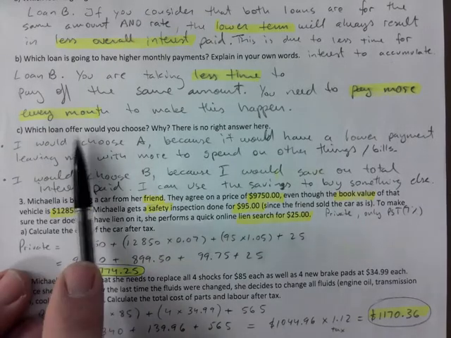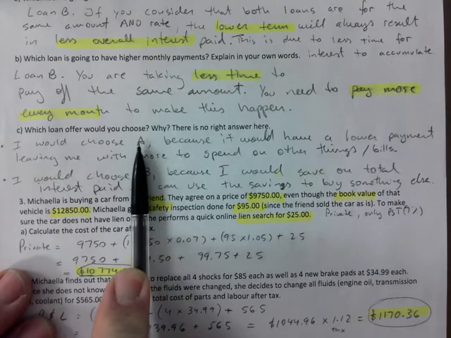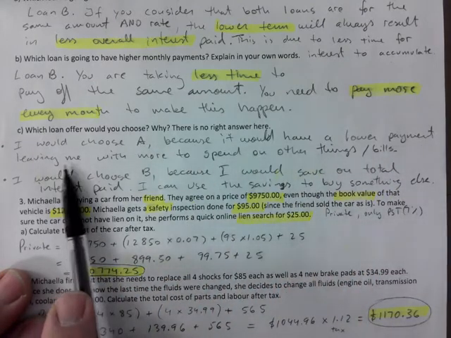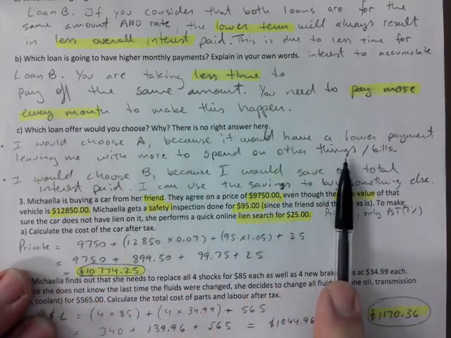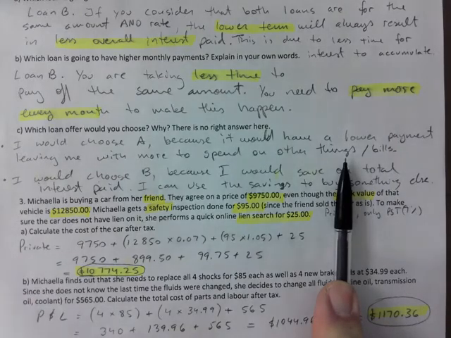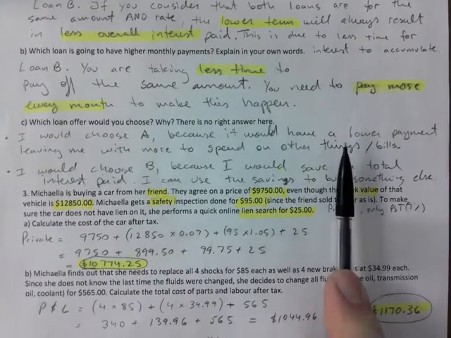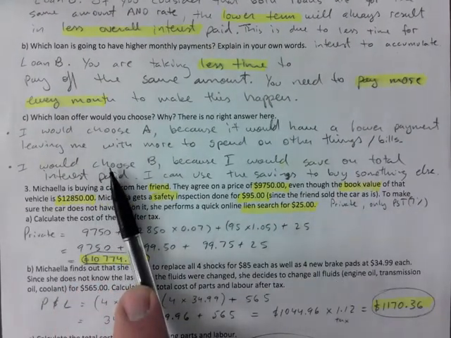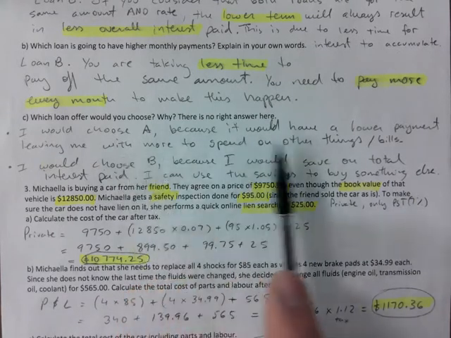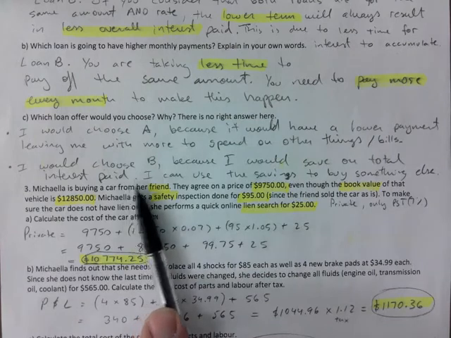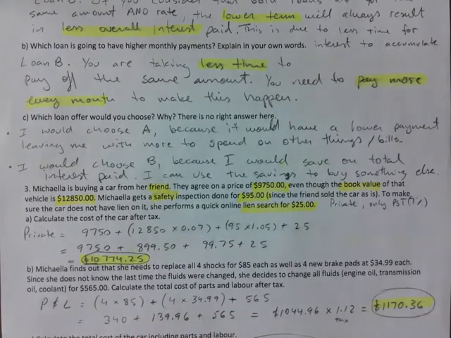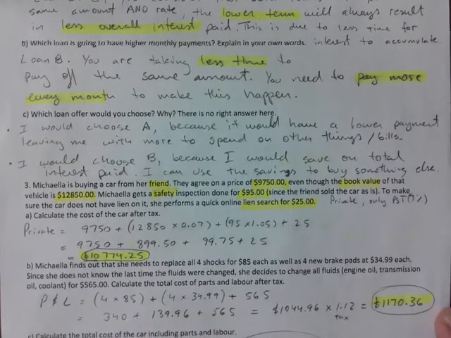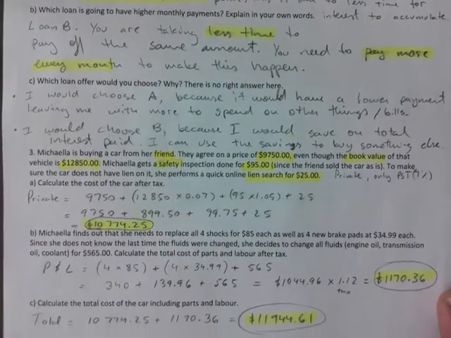So you could say I would choose loan A because it would have a lower payment, leaving me with more to spend on other things, right? So loan A would be more manageable, if you want to put it that way, on a month-to-month basis. Or you could say, no, I like to keep as much money in my pocket in the long run, so I choose B because it would save on total interest paid. I can use the savings to buy something else, right? So it really is up to you what you want to do there.